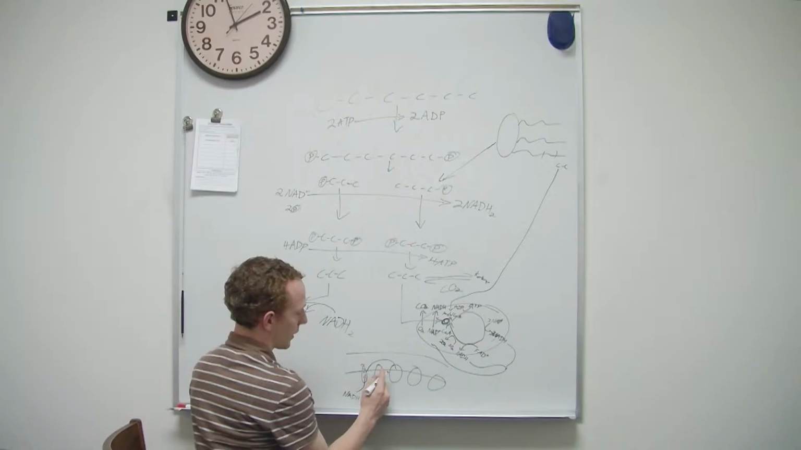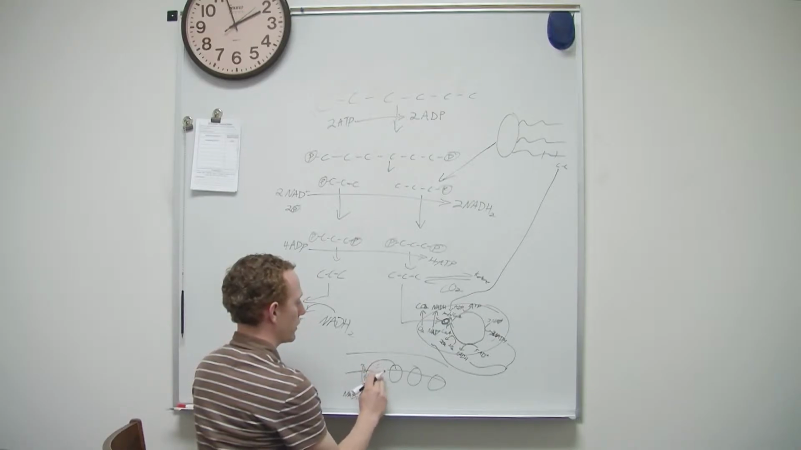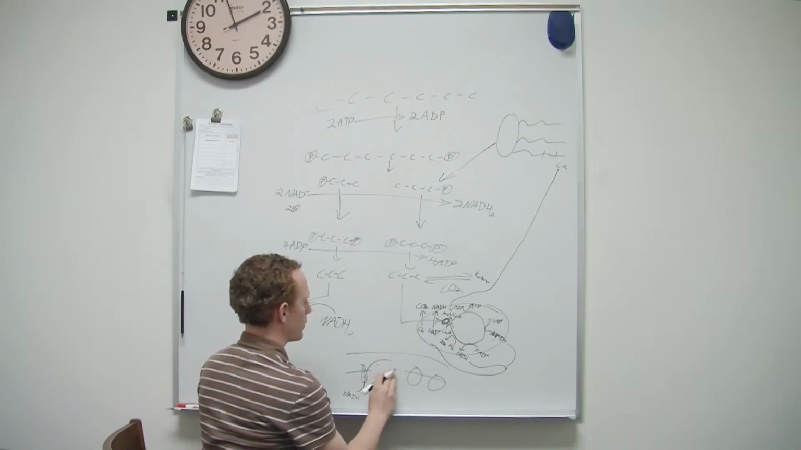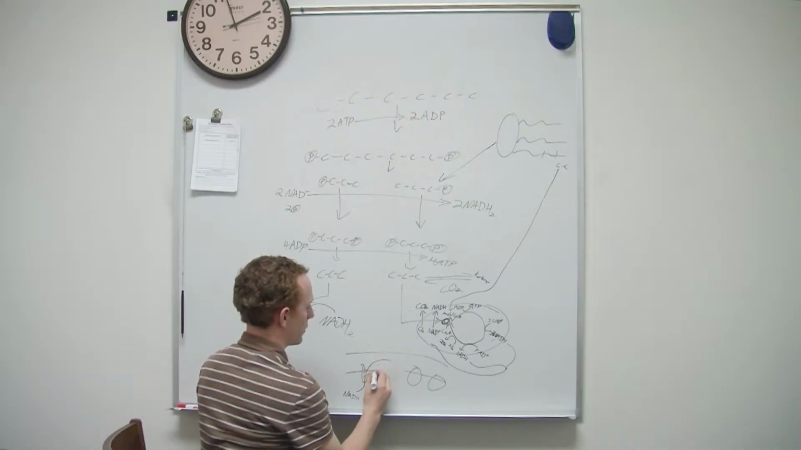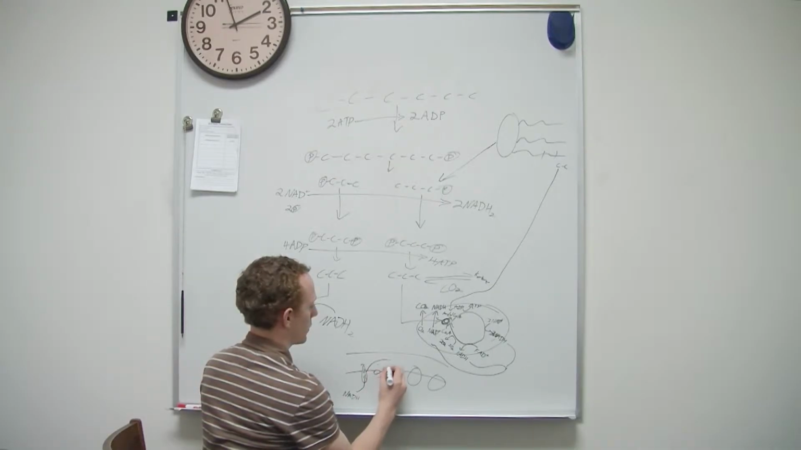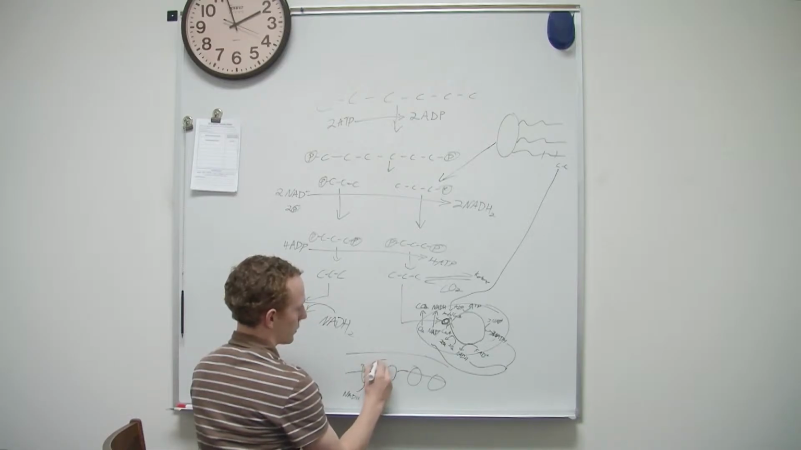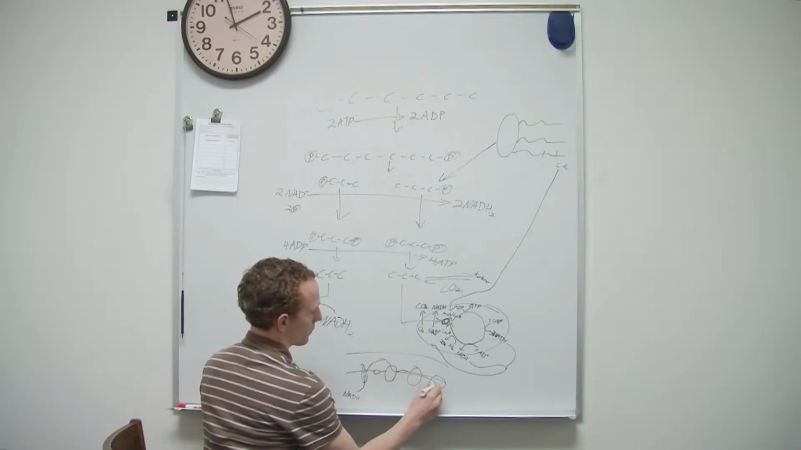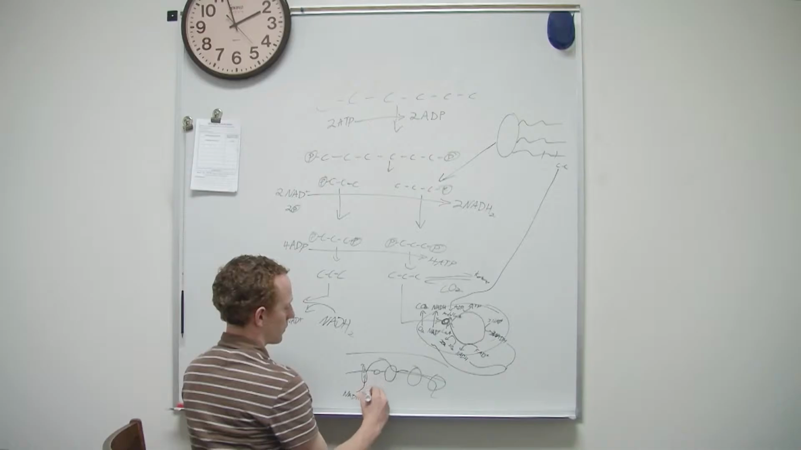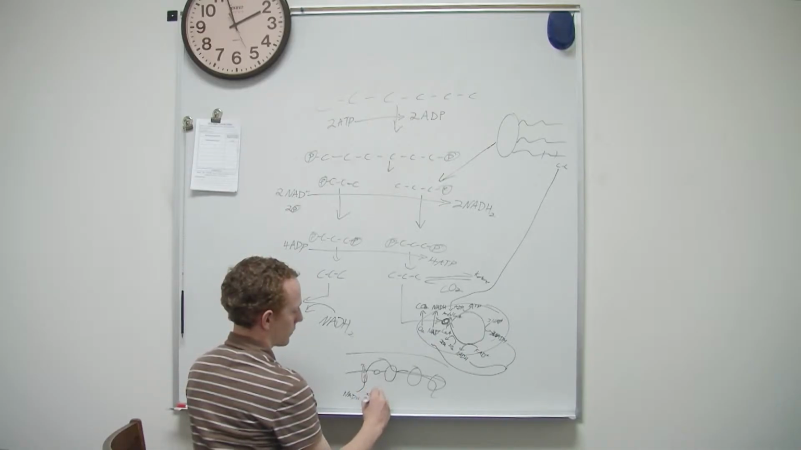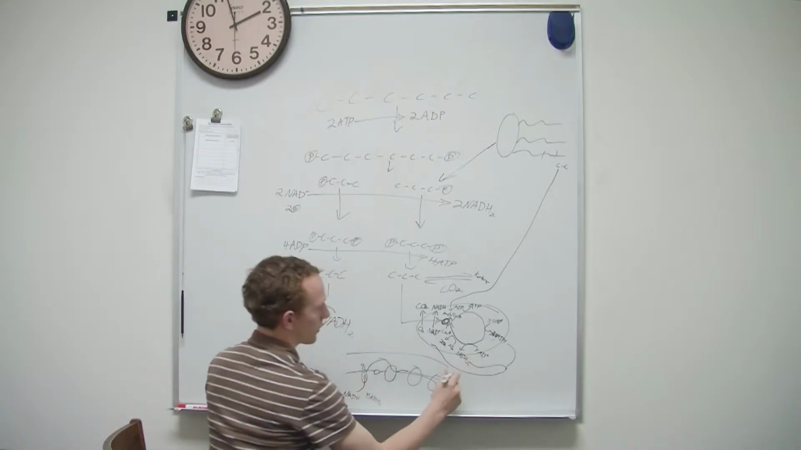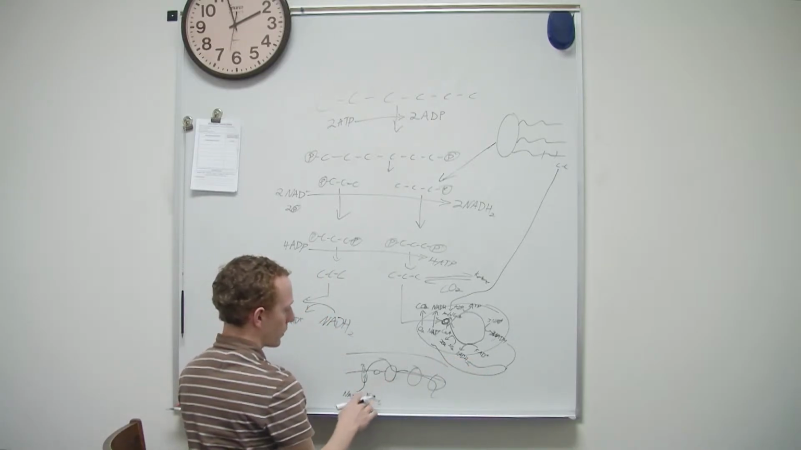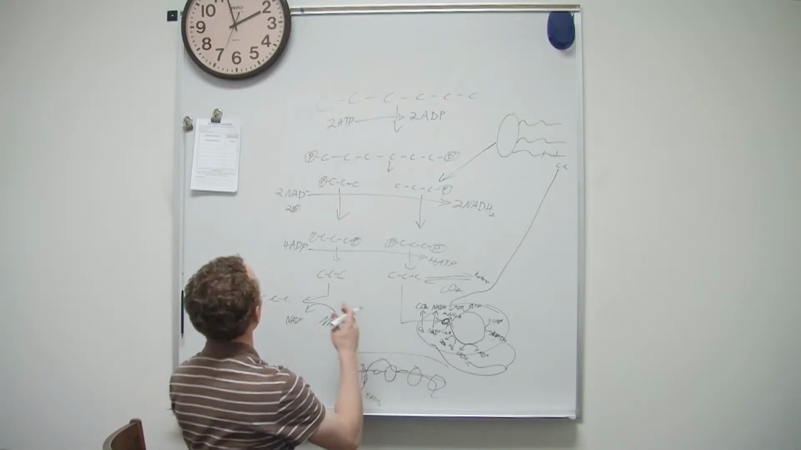Yeah, because if I drew this more to scale, it would be like this: one, two, three, you know what I mean? So it just goes through. FADH goes through the second and third one. So it's hydrogen, yeah, it's an FADH too.